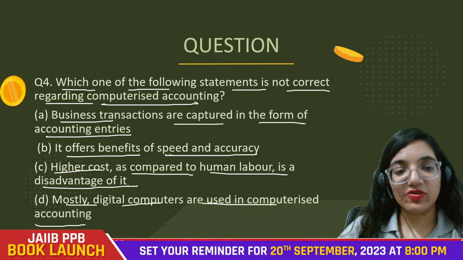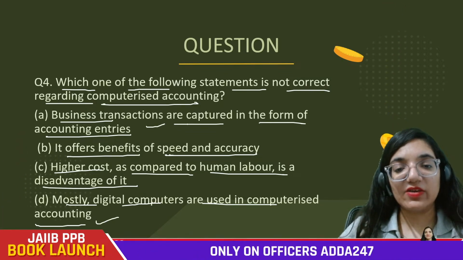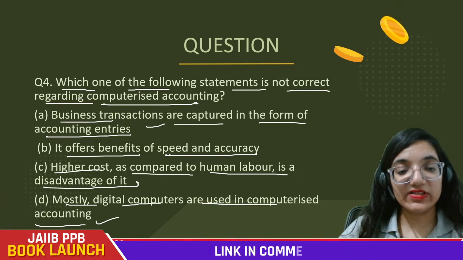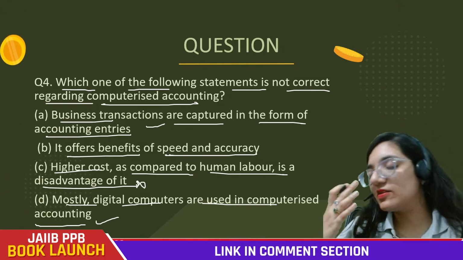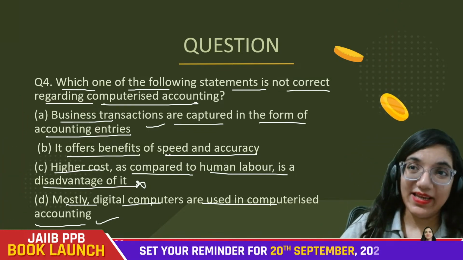I would say higher cost. Everything else is there. Computers are used. It is in the form of accounting entries. Higher cost is never there. Basically, in terms of CBS, the working and accuracy has increased multifold. It has increased a lot.